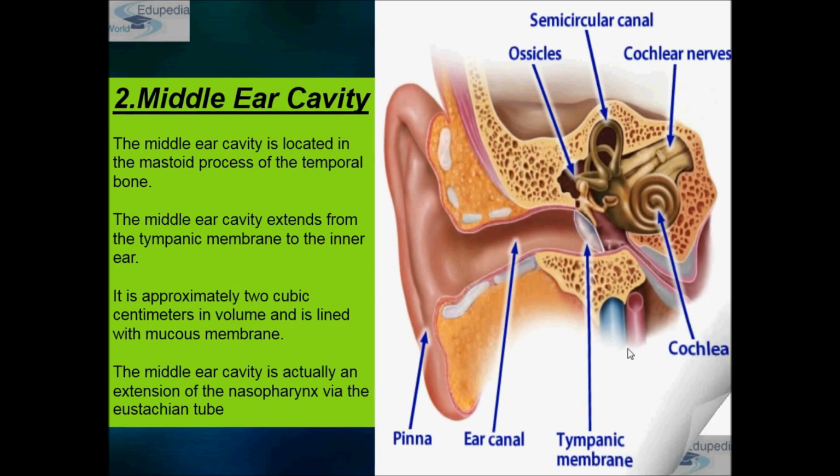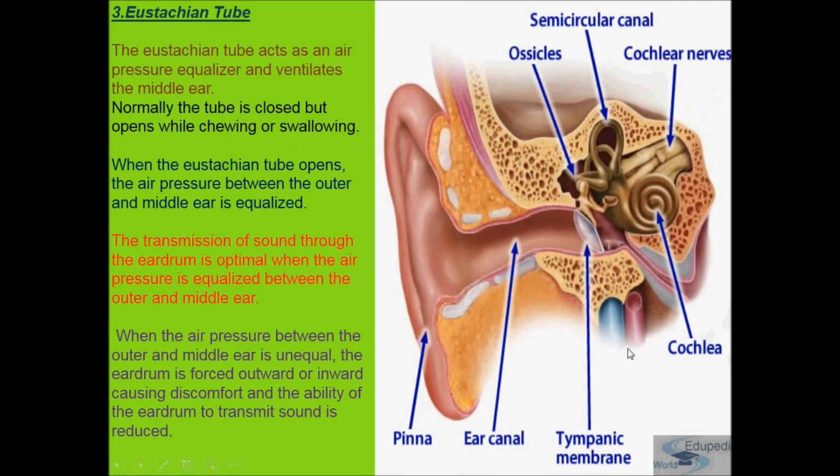Okay. Now comes the Eustachian tube. What is this? This is your Eustachian tube. Okay, and this is the third component of the middle ear. The Eustachian tube, as I have told you, acts as an air pressure equalizer, and it ventilates the middle ear.